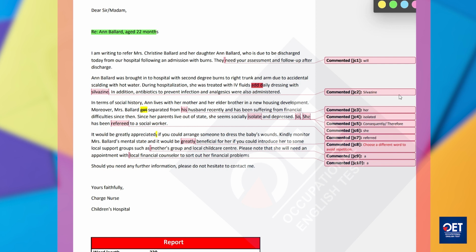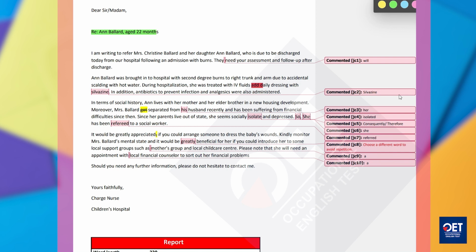Moreover, Mrs. Ballard got separated. So, no need to write separated from her husband; instead of his, it should be her recently, and has been suffering from financial difficulties since then. Since her parents live out of state, she seems socially isolated, not isolate, and depressed.